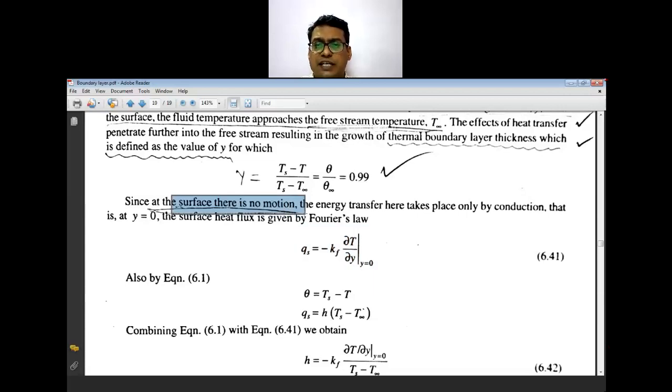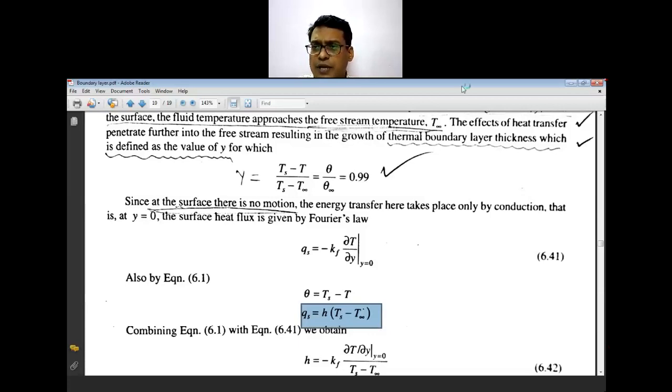At the surface there is no motion, the fluid is stationary. As the fluid is stationary, so there exists a conductive heat transfer, and this conductive heat transfer or the heat flux having the units of watts per meter square, Q upon A, capital Q upon A, that is the heat flux, which is defined as the Qs, and this heat flux is equal to K into the delta T upon delta Y, and the convective heat transfer which is given as Qs, which is equal to H into Ts minus T infinity in the bulk region.